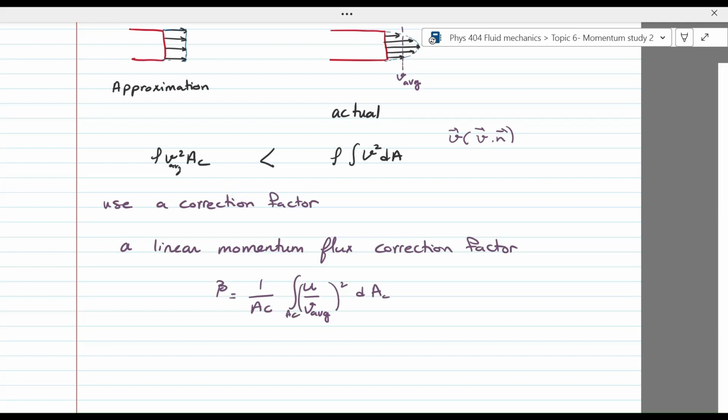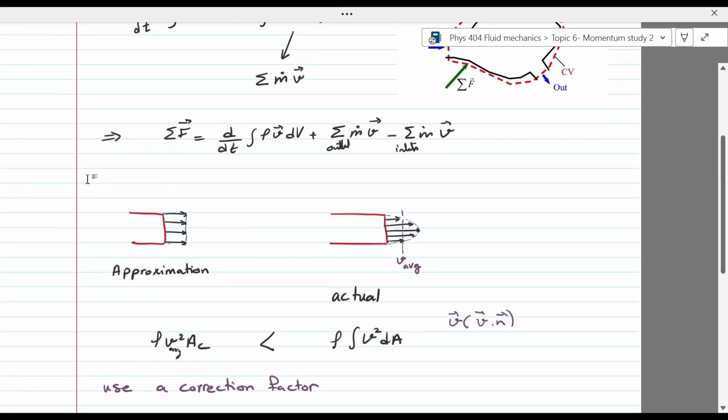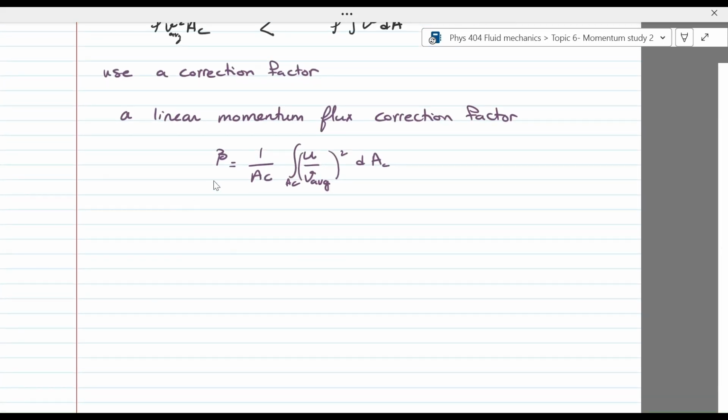So now we can just rewrite our equation. We'll include these correction factors. We'll multiply them by the values of the average velocity that we have used as an approximation. So actually, I'll have beta here and beta here.